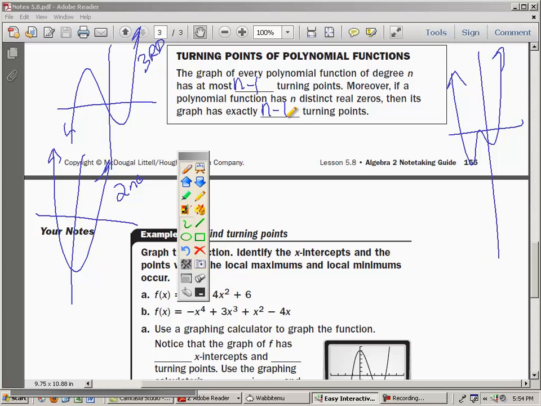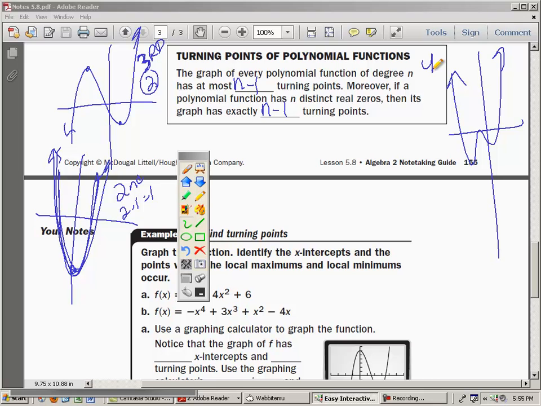So again, when we're talking about an nth degree polynomial, going back to our third degree polynomial, it is going to have at most 2 turning points. So that means it's going to have a local max and a local min, potentially, all right? Our second degree polynomial is going to have at most 2 take away 1, or 1 turning point, while we know a quadratic or a parabola is going to turn one time.